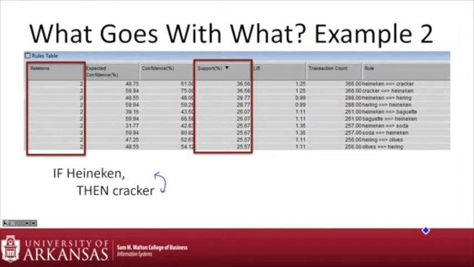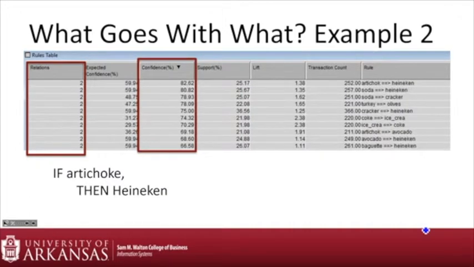So this is sorted by support, and they just happen to be next to each other. But now if I sort by confidence, those two things aren't next to each other anymore. So if I wanted to find the pairs where I was most confident, the confidence would get one higher than the other. Business decision-wise, it really doesn't matter.